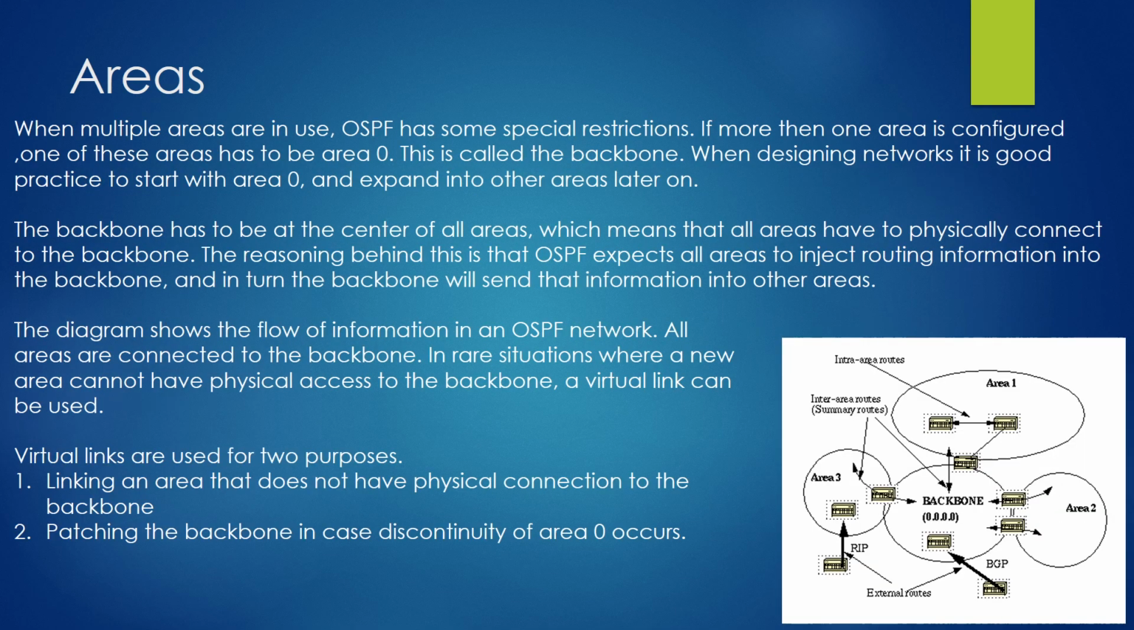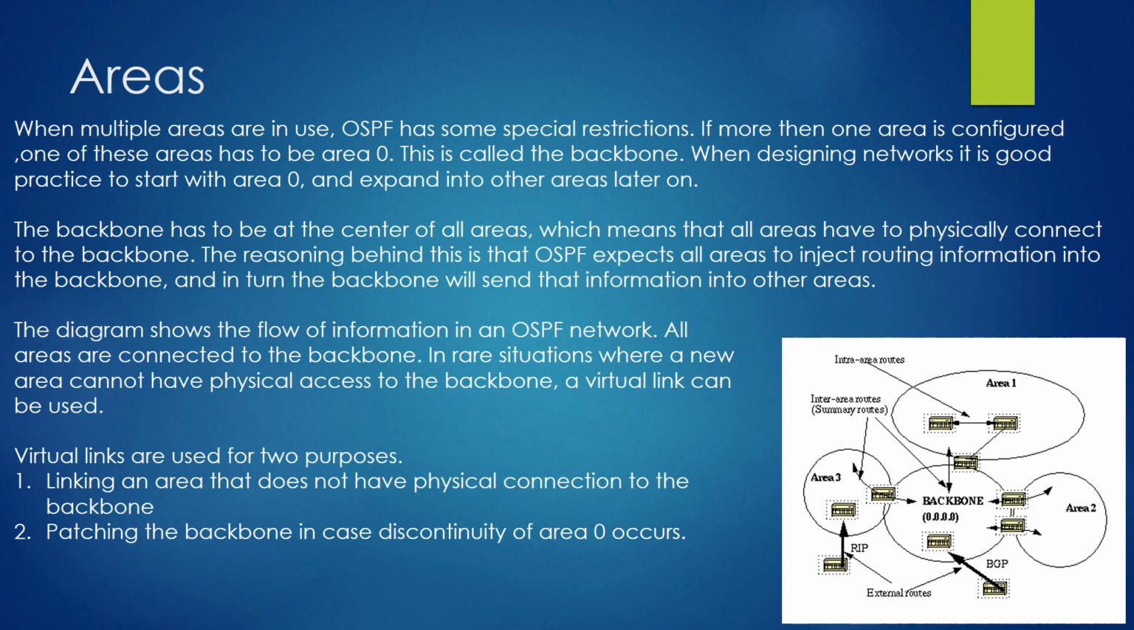When multiple areas are in use, OSPF has some special restrictions. If more than one area is configured, one of these areas has to be area 0. This is called the backbone. When designing networks, it is good practice to start with area 0 and expand into other areas later on. The backbone has to be at the center of all areas, which means that all areas have to be physically connected to the backbone. The reasoning behind this is that OSPF expects all areas to inject routing information into the backbone, and in turn the backbone will send that information into other areas.